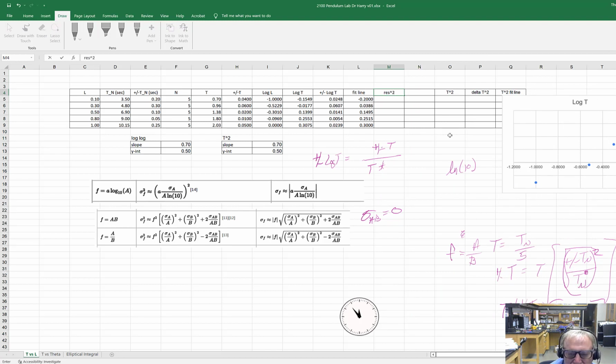We know what residuals are. So that's going to equal, always got to make it in parentheses. And so we're putting log T onto the y-axis. So that's the data minus the fit, and then we square it.